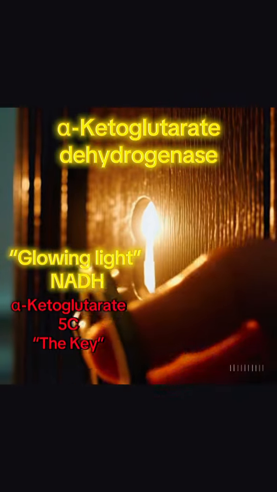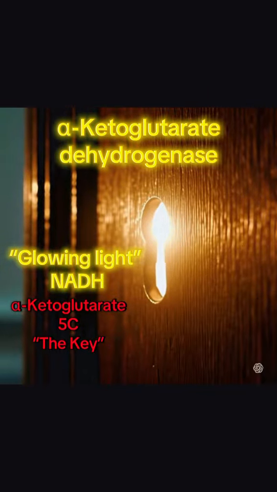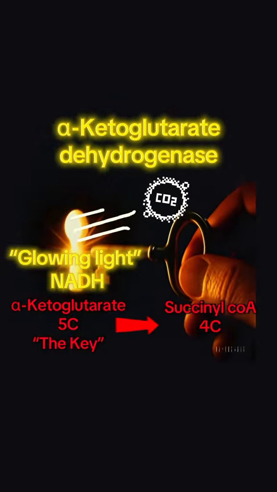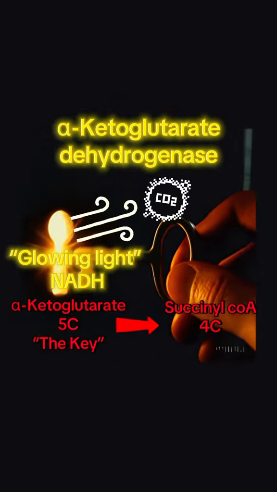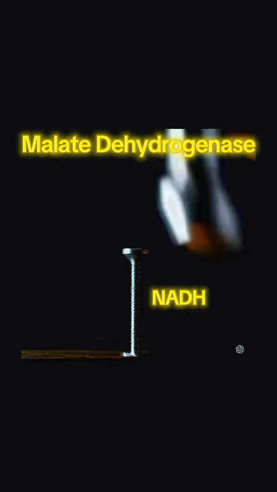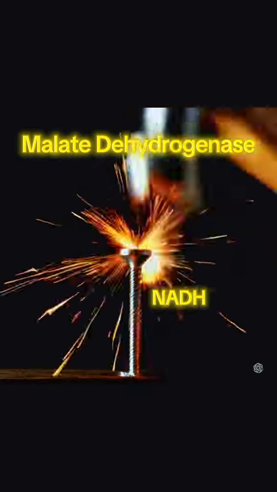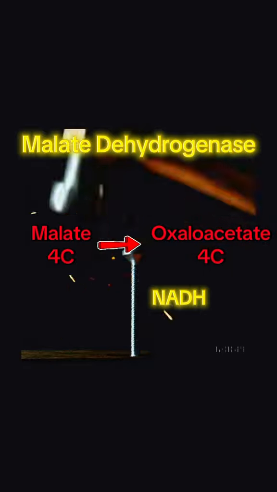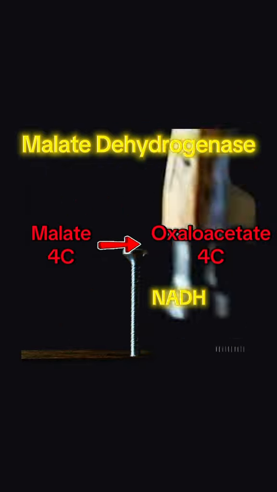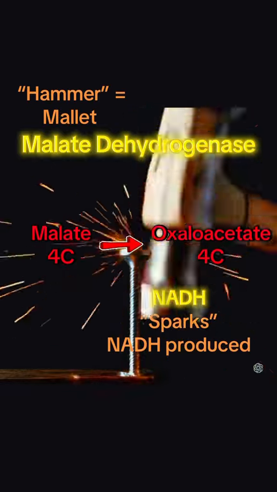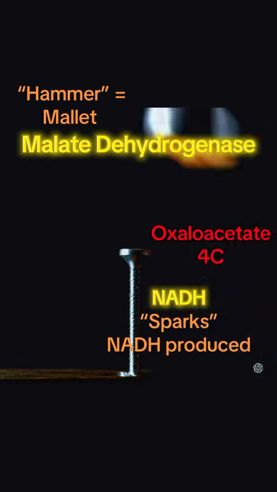5 fingers means 5 carbons for alpha-ketoglutarate to form 4-carbon succinyl-CoA. Imagine mist coming from the keyhole to help you remember the CO2 produced in the process. Last enzyme producing NADH is malate dehydrogenase. Malate gets dehydrogenated into oxaloacetate, the energy emanating from the hammered nail, which reminds me of a mallet, should remind you of the NADH energy produced.